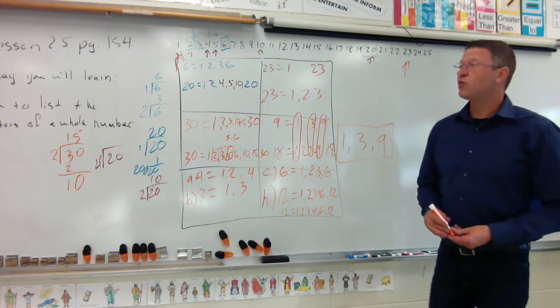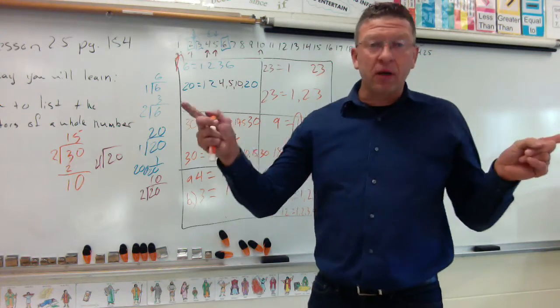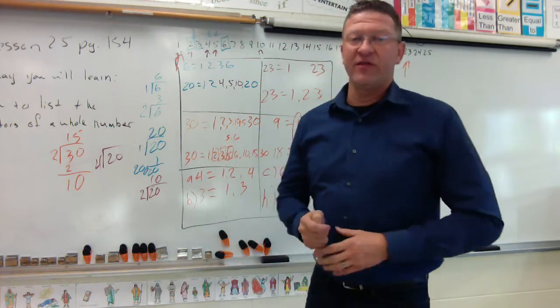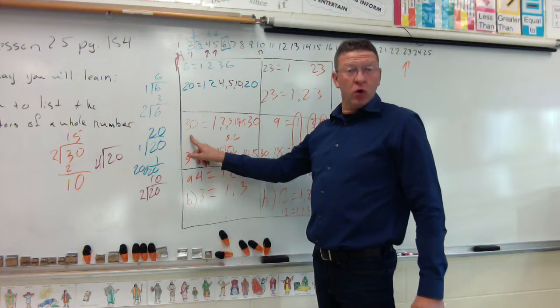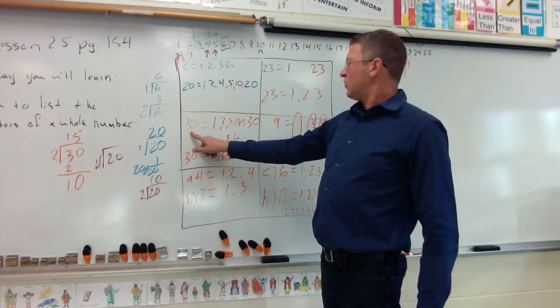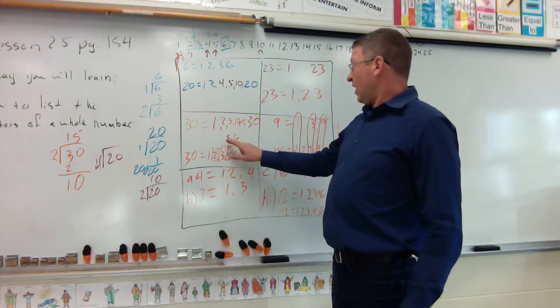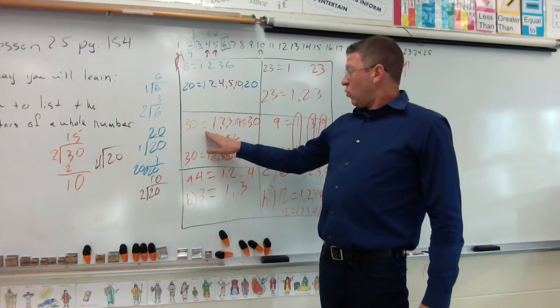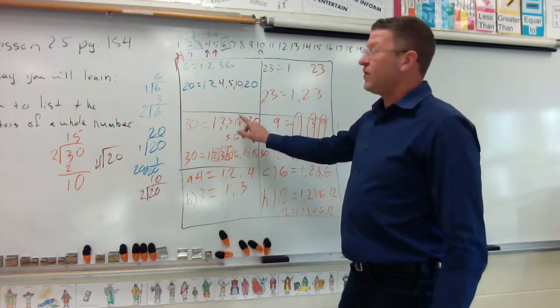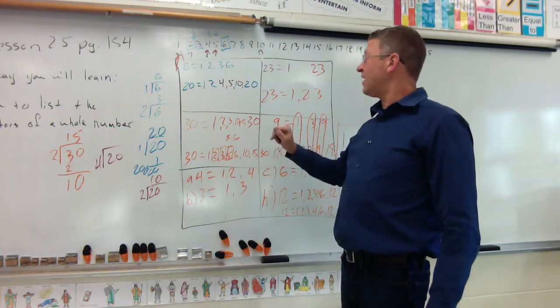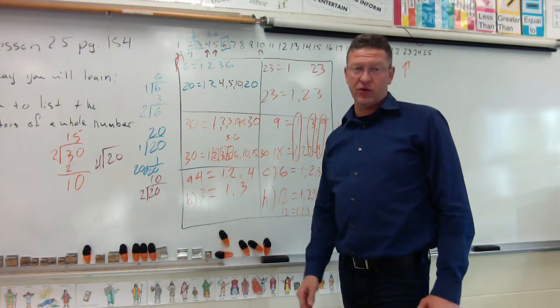Okay? All right, guys, we're trying to find the factors. We're going to find what numbers is that number divisible by? Or what two numbers do you multiply to get? So 30 is divisible by 1, 2, 3, 10, 15, and 30, as well as 5 and 6. 1 and 30 equals 30. 2 and 15 equals 30, 3 and 10 equals 30, and 5 and 6 equals 30.